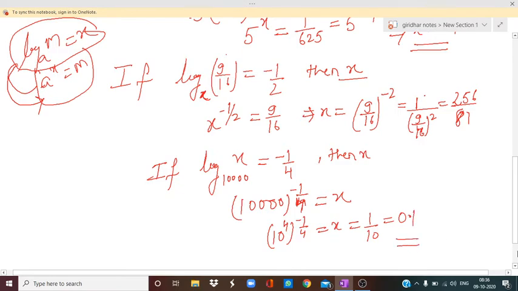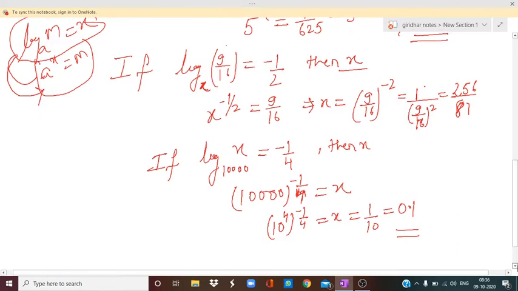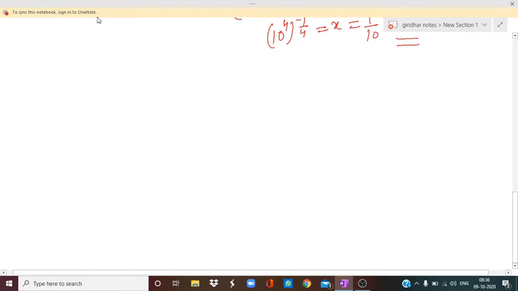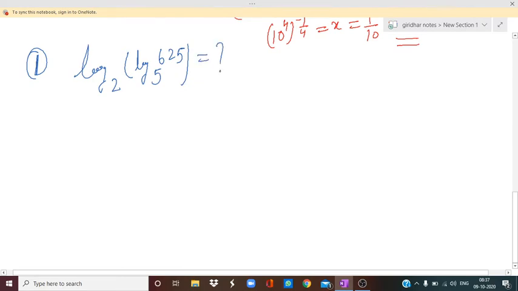Fine. So this way again we have used this definition, and with the help of this definition we are able to get the value of x. Look at the next situation. These problems, we can use the property and we can, in fact, get the definition. Look at this next situation: log base 2 of log 625 with base 5. Now this value we are looking for.